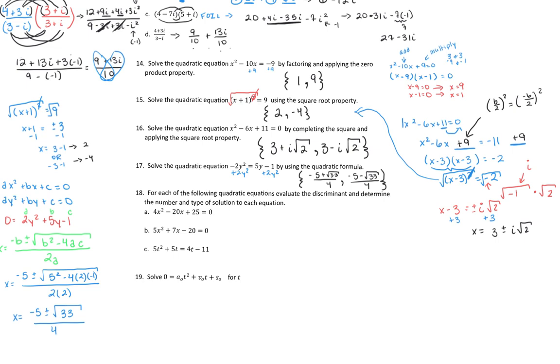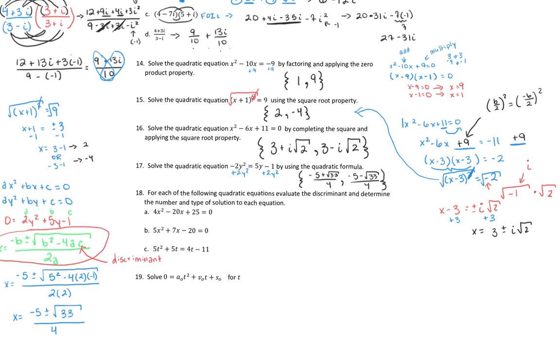All right, now for number 18, it says, for each of the following quadratic equations, evaluate the discriminant and determine the number and type of solution to each equation. So, if we remember, back to this quadratic formula here, the discriminant, it is this that is under the radical. Discriminant is what's under that radical. So, we want to find out what our discriminant for each of these is.